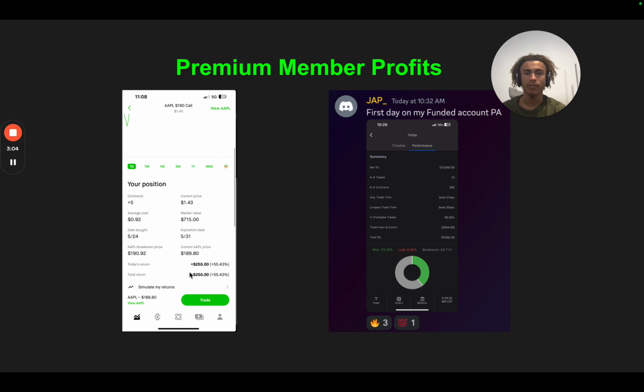So my man Jay made $255 on that call. He also passed his funded account challenge today and made $9,566 on futures. So he's making money on futures and options.